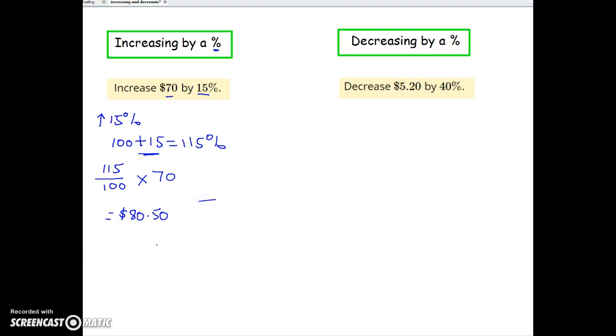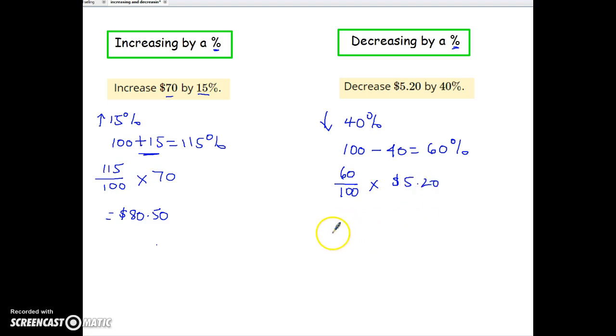Over here, if we are decreasing, going down this time by 40%, we're going to start with 100, take the 40% off, so I've got 60%. Decrease, we go down. So now I'm going to find 60% of the $5.20 and then get to your calculator.